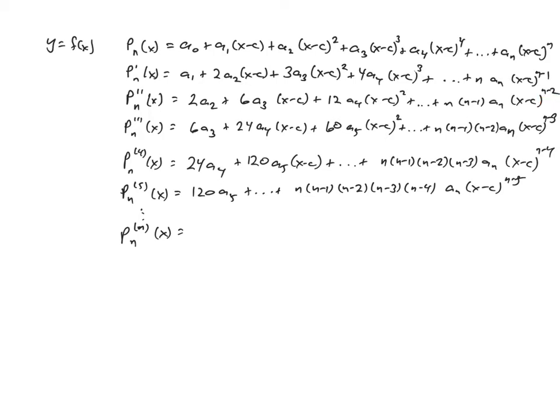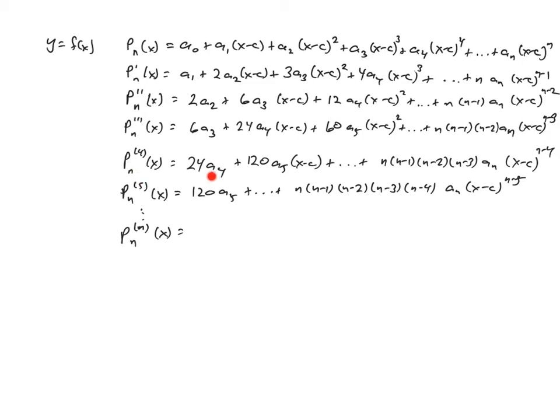When I do my third derivative, I'll get 6a3 plus 24a4 times x minus c to the first. Now I've added in a 60 a sub 5 times x minus c squared. You didn't see that one before, but I added that one in for this purpose now. Plus all the way down to n times n minus 1 times n minus 2 times a sub n times x minus c to the n minus 3 power. Now I take the fourth derivative.